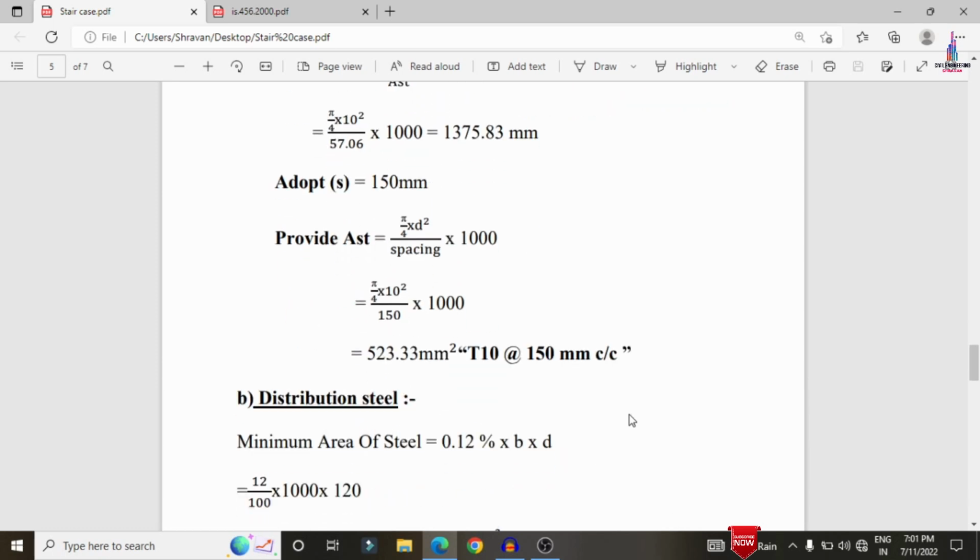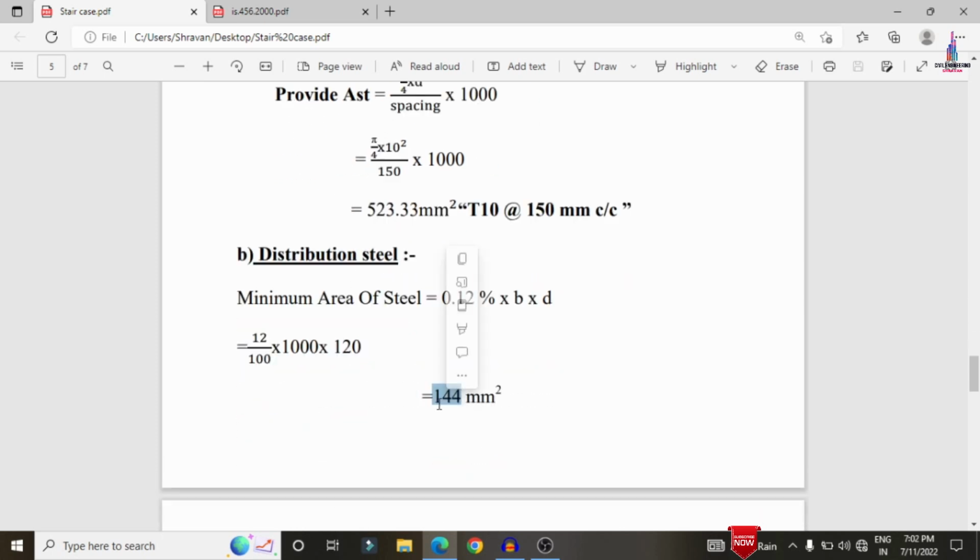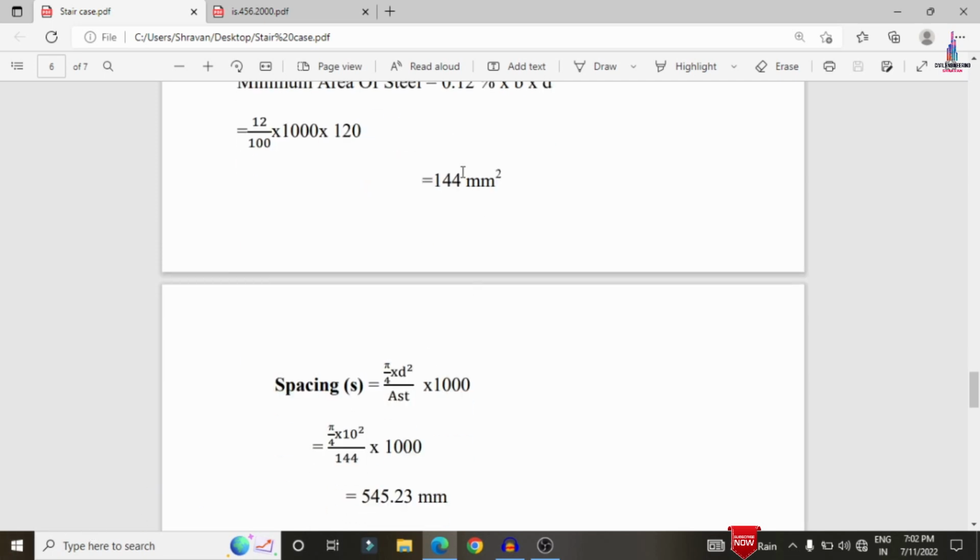Again, we have to calculate the distribution bars. Basically, distribution bars in staircases will be considered as 0.12% of B into D. If you multiply the respective values, 0.12 divided by 100 into 1000 into 120, we will get distribution steel of approximately 144 mm square. Again, 144 mm square is what we calculated here, but the spacing we need to calculate.